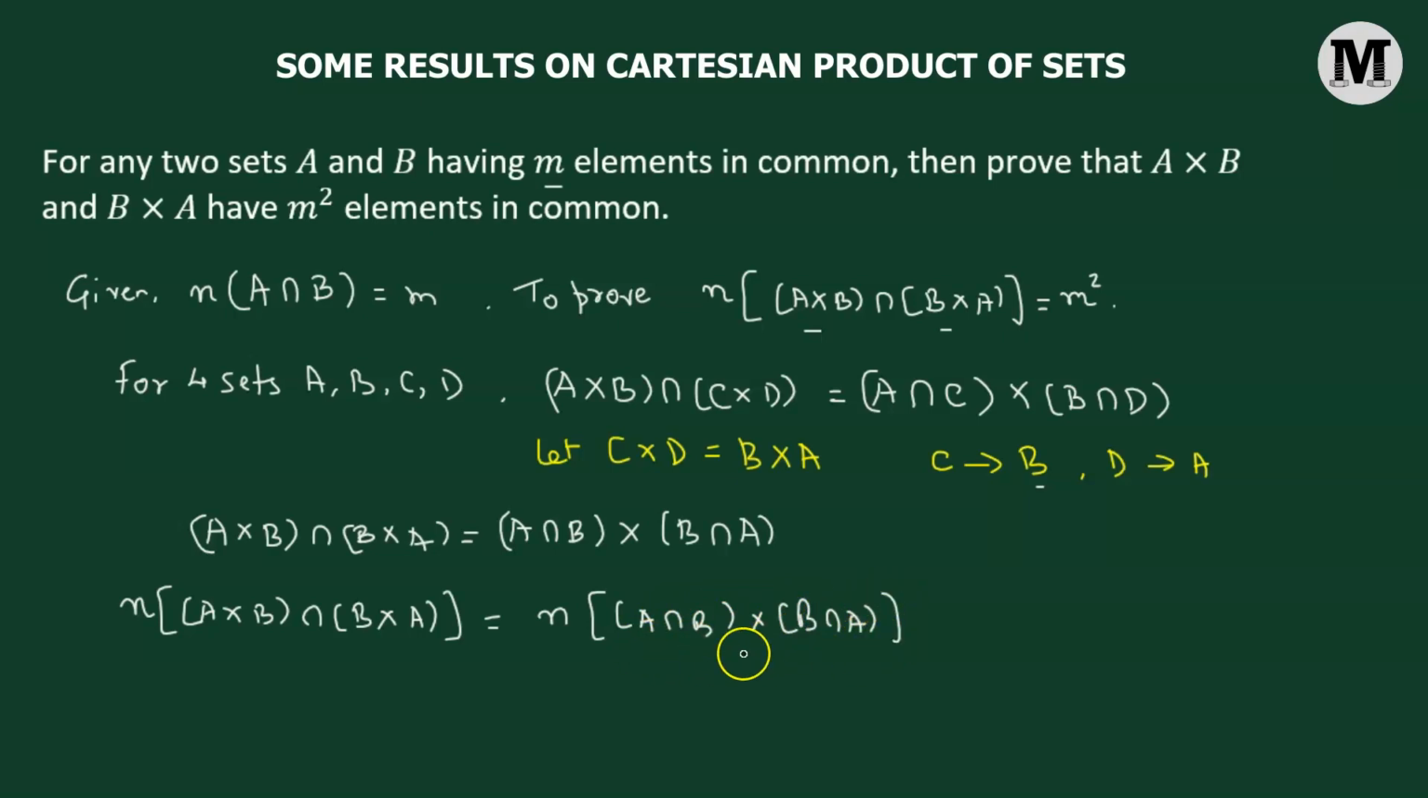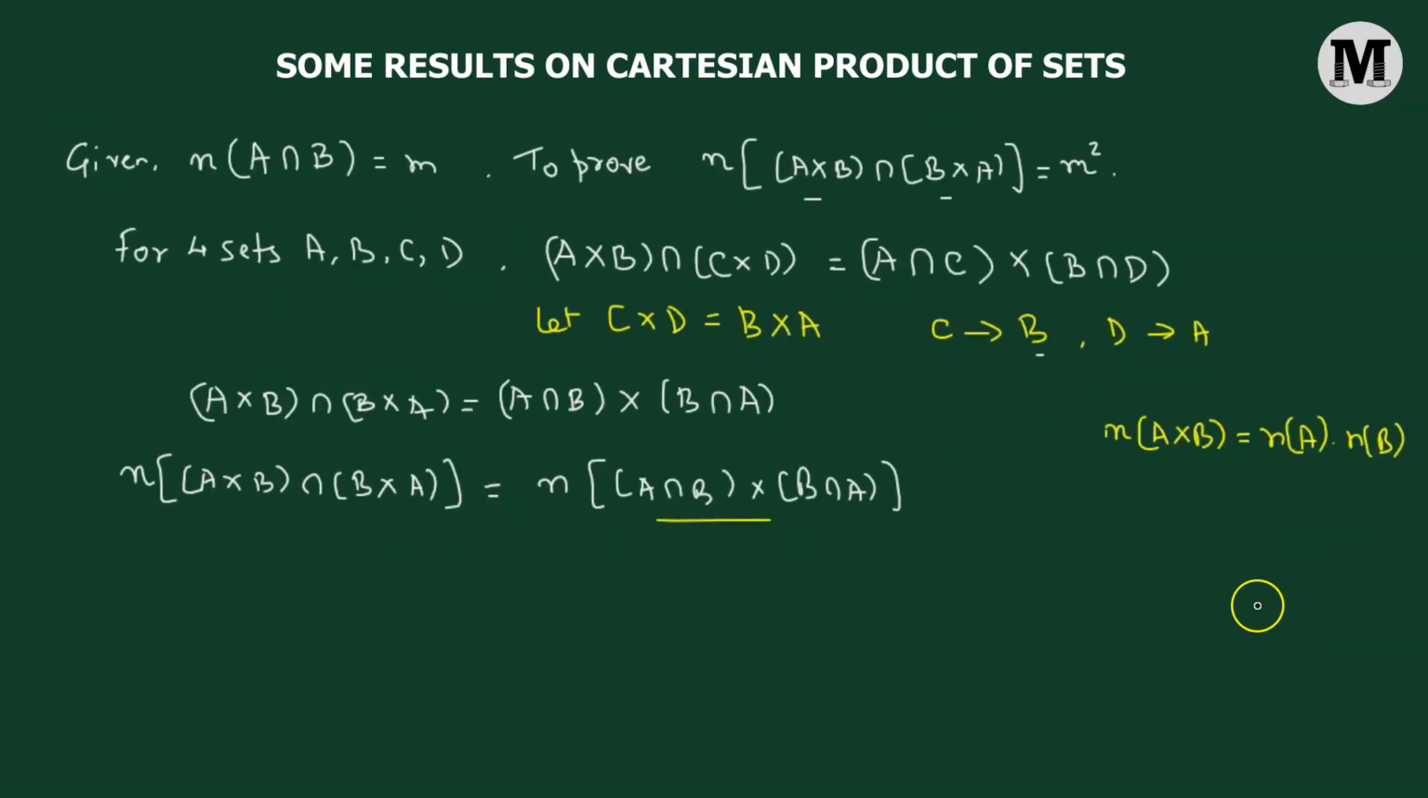Now, why did we use this transformation? The reason is that finding the number of elements becomes easier when we have it in this particular format. The number of elements in the Cartesian product of A and B is simply equal to the total number of elements in set A multiplied by the total number of elements in set B. So here we have two sets: one is A intersection B and the other is B intersection A. If we use this formula, this can be expressed as the total number of elements in the set A intersection B multiplied by the total number of elements in the set B intersection A.